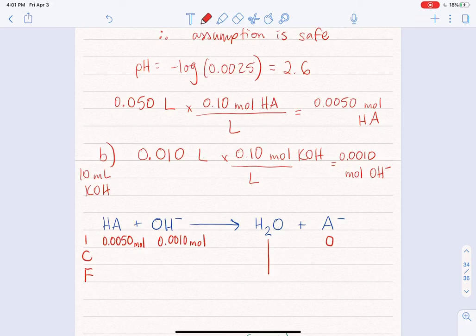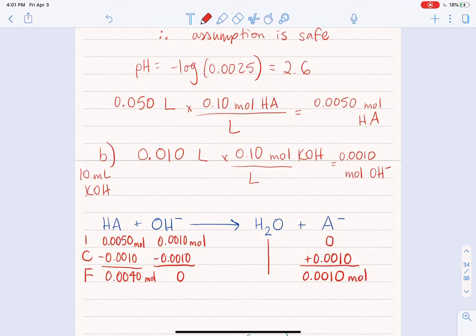pH. Now, the number of moles of HA is more than large enough to consume all of the hydroxide that I'm adding. And after it does that, I'll be still left with 0.0040 moles of HA. The hydroxide will be all consumed. And on the reverse side of the reaction, I'm going to be creating benzoate, the conjugate base. So I'm going to be creating 0.001 moles of A- or benzoate, the conjugate base.